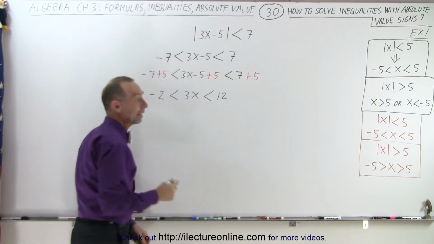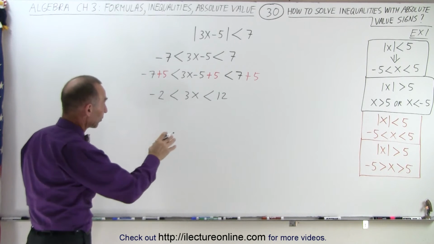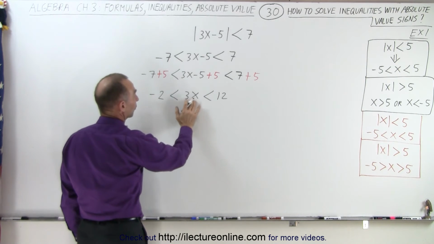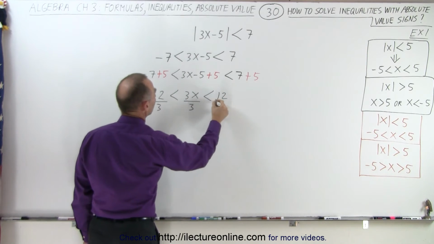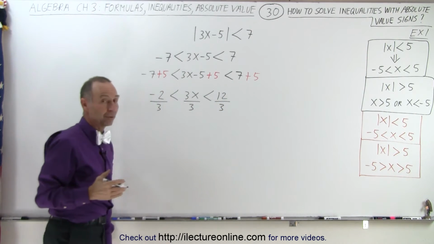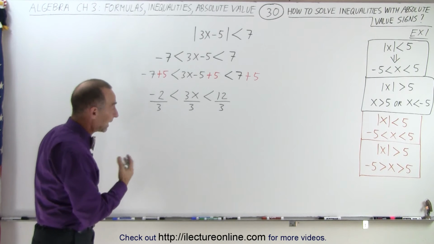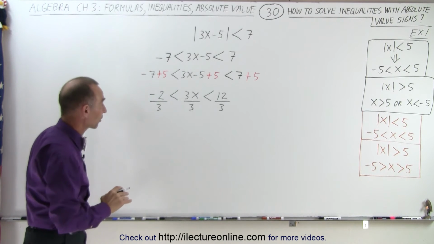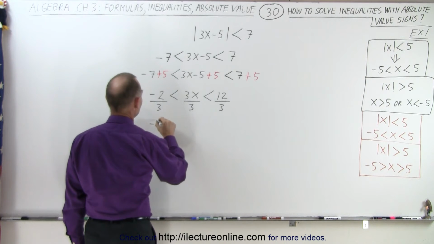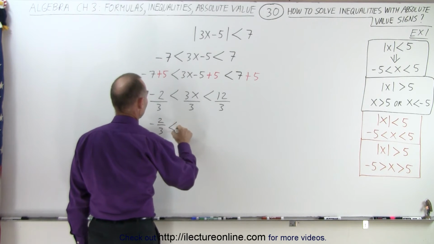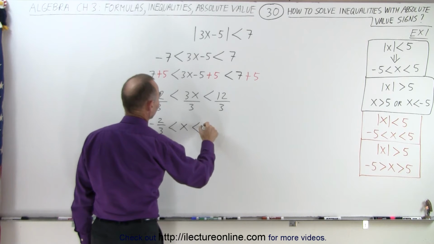Now the next step is divide everything by 3 to get rid of the numerical coefficient in front of x. So we divide by 3, divide by 3, divide by 3. And remember, since we're not dividing by a negative number, we don't have to change the direction of the inequality signs. And so finally we have negative 2/3 is less than x, which is less than 4.